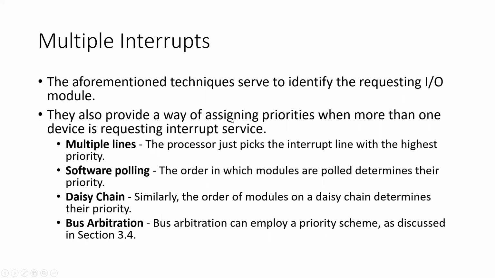Multiple interrupts, again, if you have more than one interrupt at a time, how do you deal with it? You can assign priorities to them. One is multiple lines, where the processor just picks the interrupt line with the highest priority. With software polling, the order in which the modules are polled determines their priority. Daisy chain is similar, that's the hardware approach. The order of modules on the daisy chain determines their priority. And bus arbitration employs a priority scheme. And we talked about that in section 3.4 of the text.